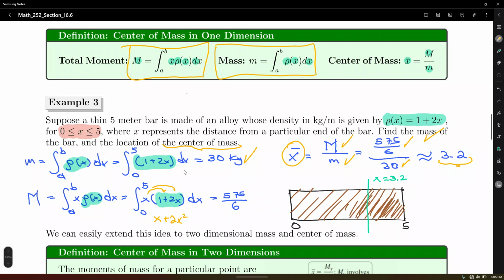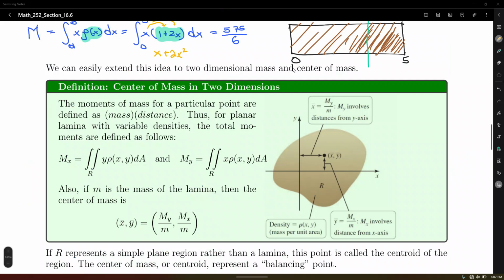All right. Okay, so let's see. How about we extend this idea of centers of mass to two dimensions? All right, so to find the center of mass in a two-dimensional case, again, keep in mind that the moment of mass for a particular point is defined as the product between the mass and the distance. So for a planar lamina with variable density, now we're no longer looking at a thin rod or a wire or something that is one-dimensional. Now we're going to put it in two dimensions.